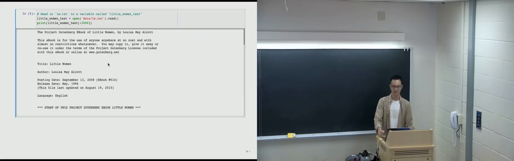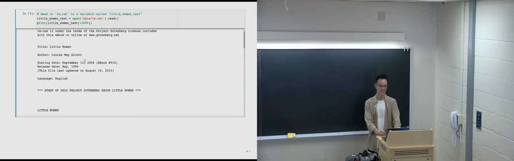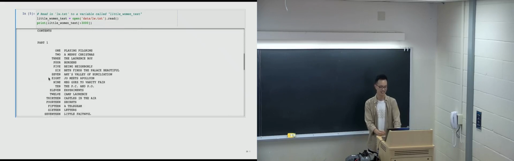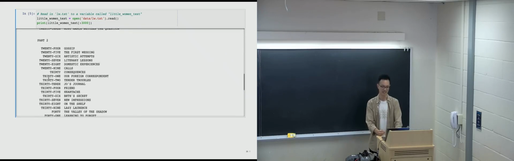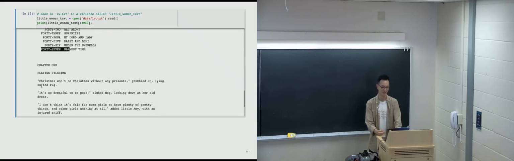So what we've done here is read in the entire book in a fraction of a second into Python, this programming language that I'm using. The entire book is here, and if I scroll down, you can see the title. Let's look at the contents, and scroll down to see where the book actually begins. There are 47 chapters, and here's chapter 1.